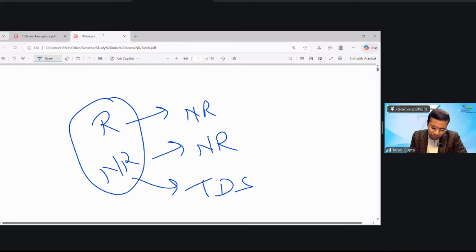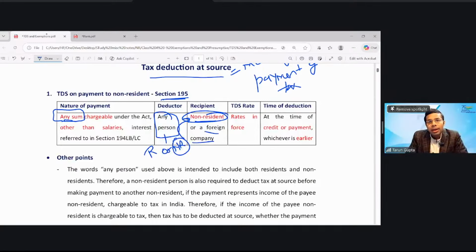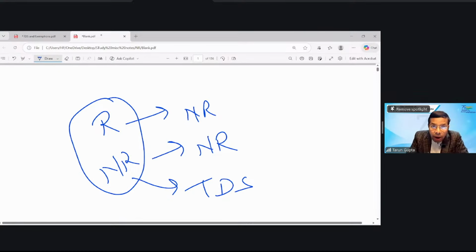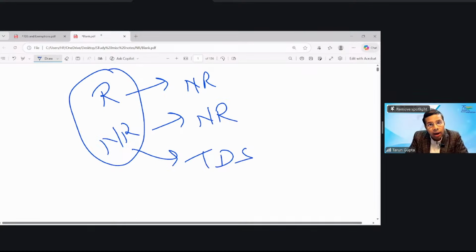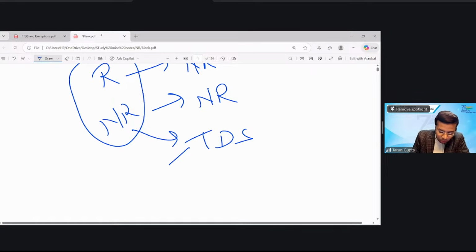A non-resident making payment to a non-resident of any kind, is he required to withhold tax as per Indian tax law? No. See, the term any person is subject to the words any sum chargeable under the Act. So, they are required to withhold tax. This is right. The R making payment to an NR or an NR making payment to another NR, they both are required to withhold tax. But when? When the sum so paid is chargeable under the Act.